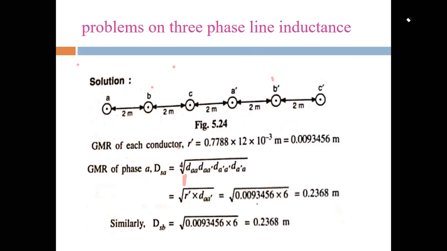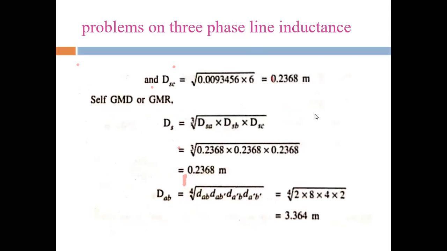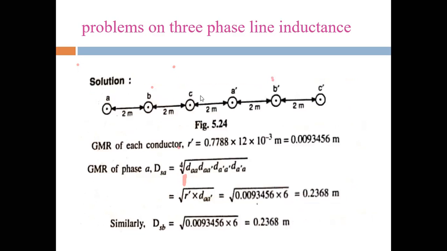Then find out the DAB. DAB is equal to the fourth root of DAB, DAB dash, DA dash B and DA dash B dash. A to B distance is 2 meters and A to B dash is 8 meters, and A dash to B.